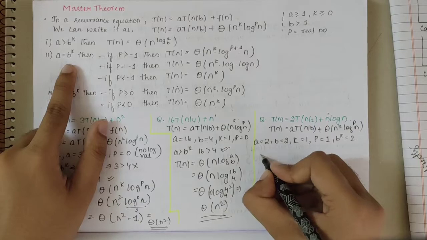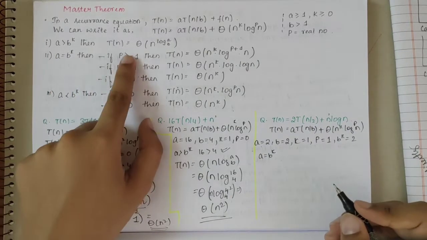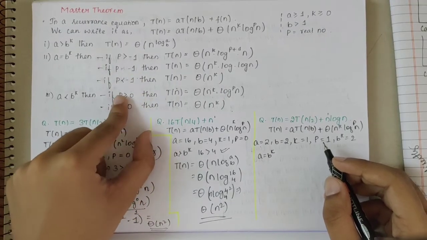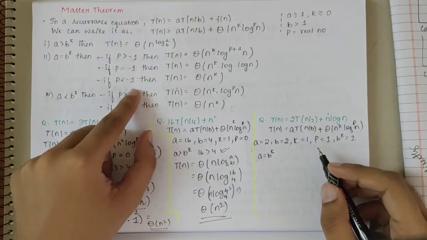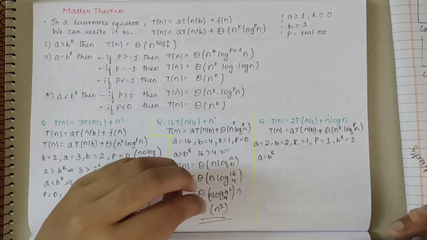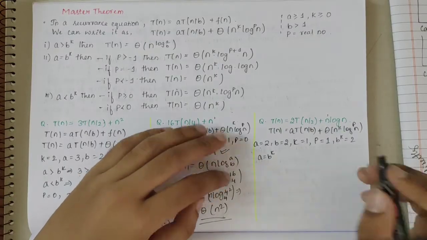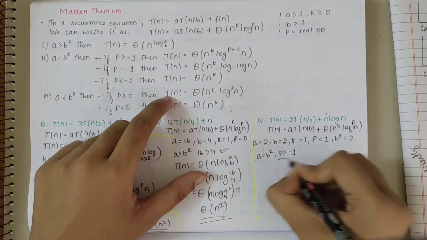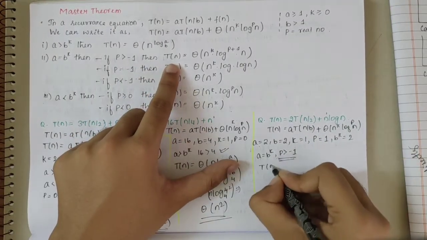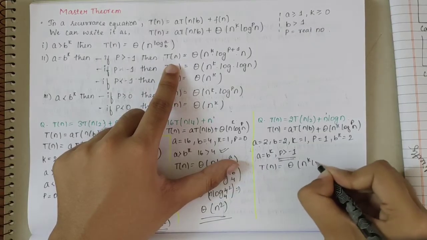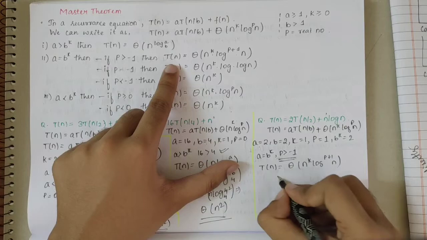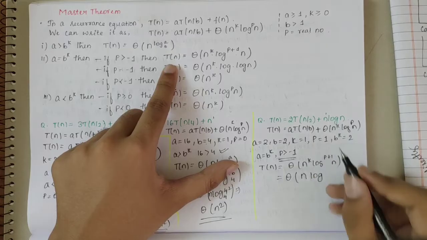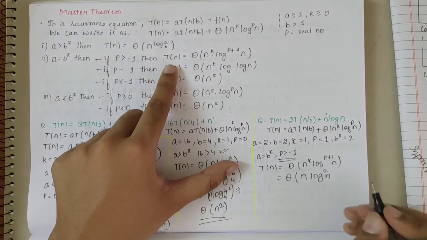Then I should look at the second condition, that is a is equal to b power k. Now I should check p value also. P is greater than -1, p is equal to -1, or p is less than -1. So p is equal to 1, right? That is p is greater than -1. So for this condition, I'll get T of n as theta of n power k log power p plus 1 of n. So I have theta, k value is 1, so n will be as it is. Log of p value is 1, 1 plus 1 is 2. And n here.